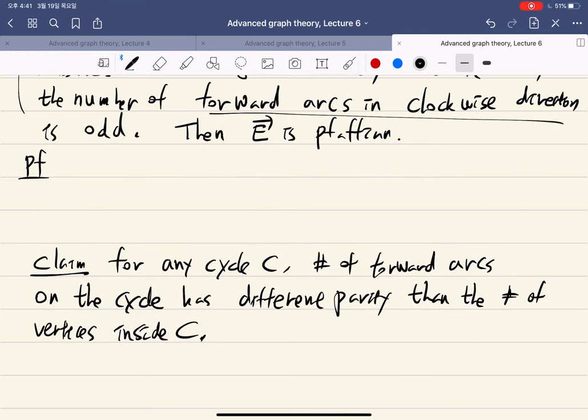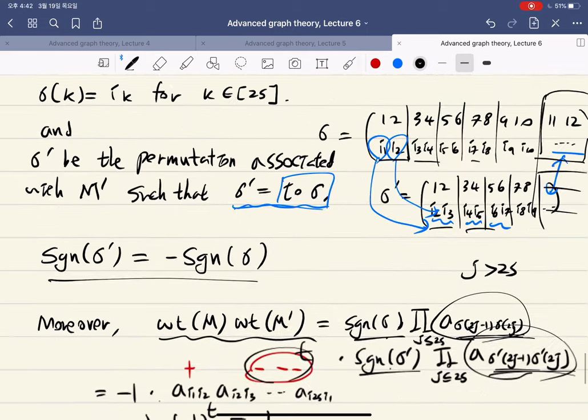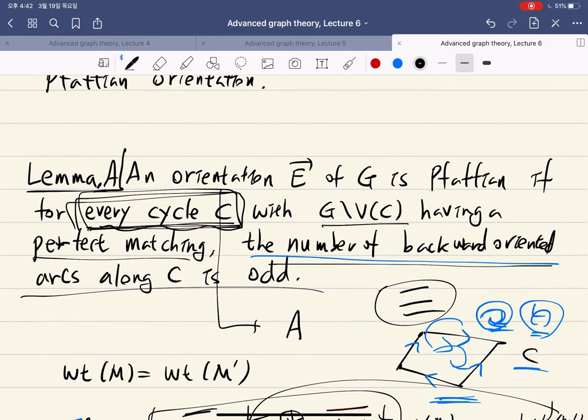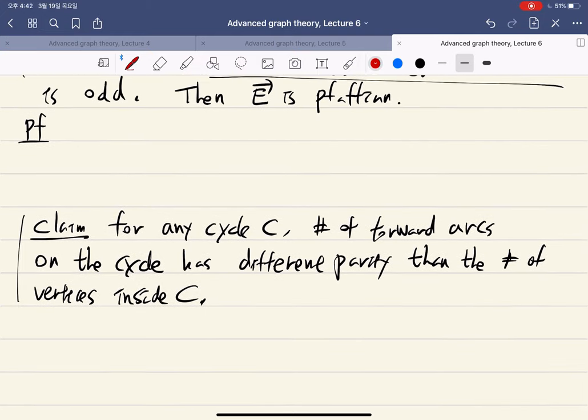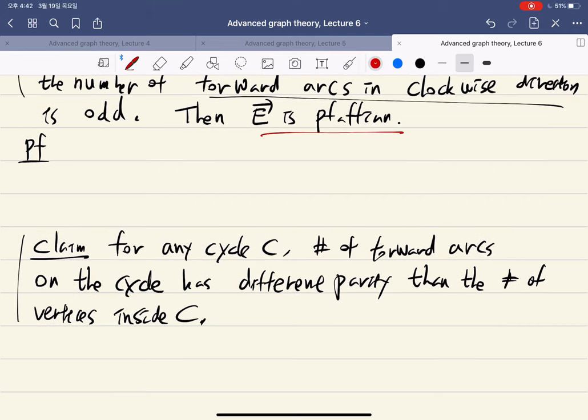So it's sufficient to prove this claim only, because what it says is that if you have a cycle and here we have two vertices inside, then there are odd number of clockwise edges, and if there are odd number, then there are even number of clockwise edges. So that's what it says. It's enough to prove this, because of this lemma A, we need to check that for every cycle such that its complement has a perfect matching, the number of backward oriented edge is odd. If this claim implies that condition, then we are done, that this orientation is Pfaffian.